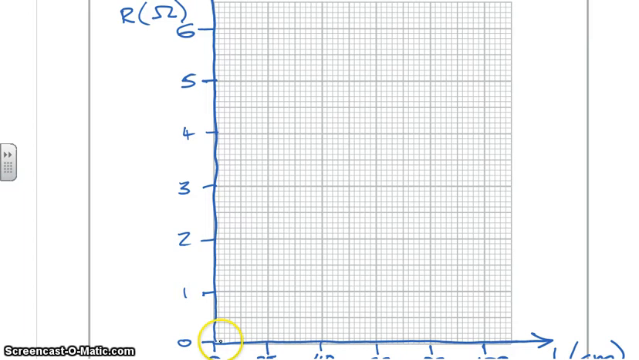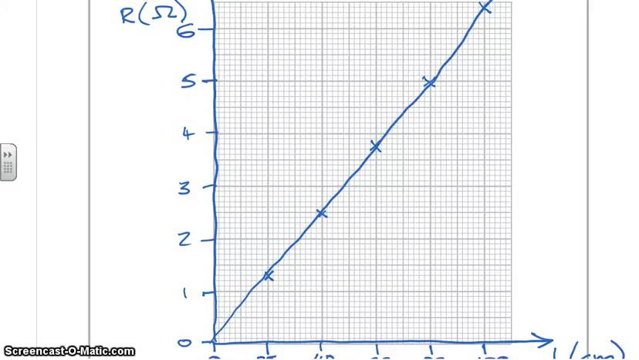Next thing is plotting the points. First point is at 20 and then 1.3. So it's that point there. You can mark your points with a small x or a dot. I think that x's are the neatest way to do it. So there's the rest of my points plotted. In the mark scheme you need to get the points accurate to within the nearest small square, so you've got to be careful and accurate as you plot.